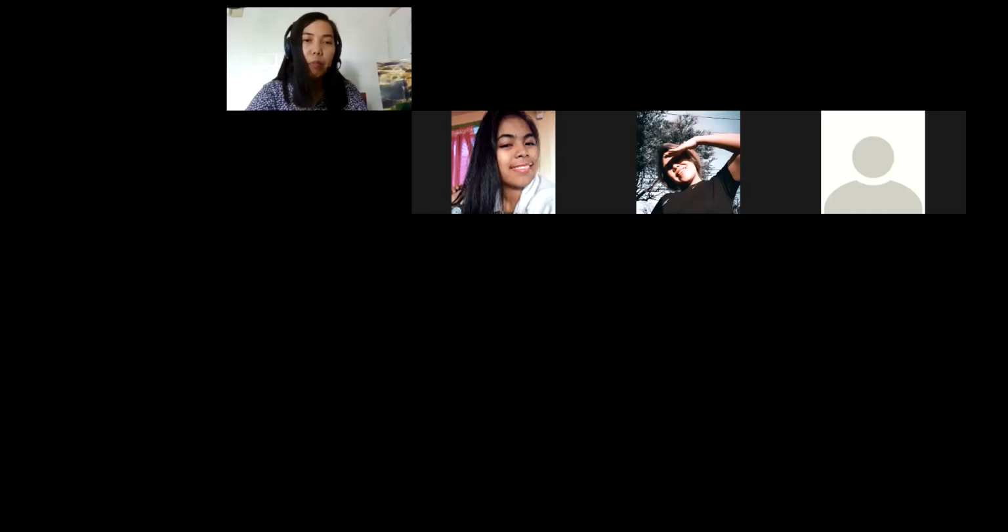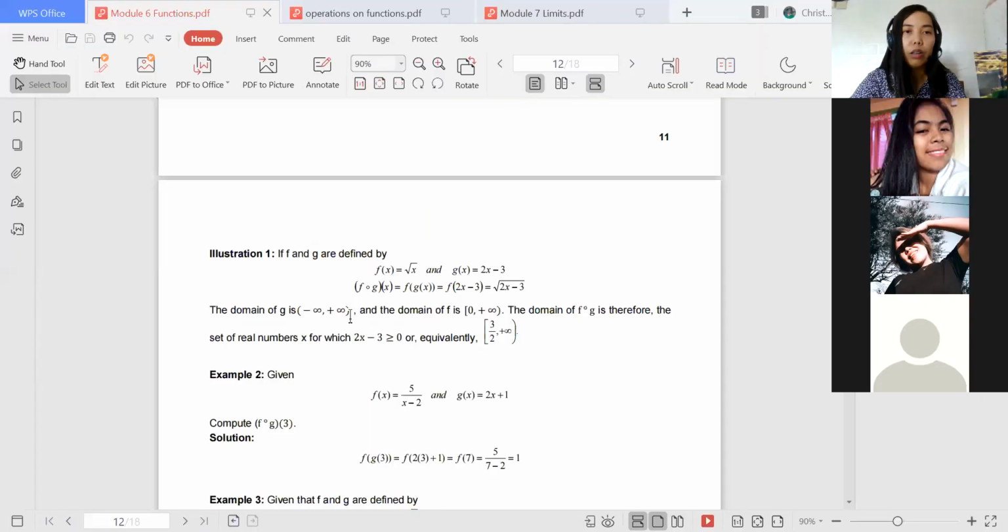Let's have example na lang. Illustration first. If f and g are defined, f of x is equal to square root of x, and g of x is 2x minus 3. We're asked to find f composite g. So we'll have f composite g of x means f of g of x.